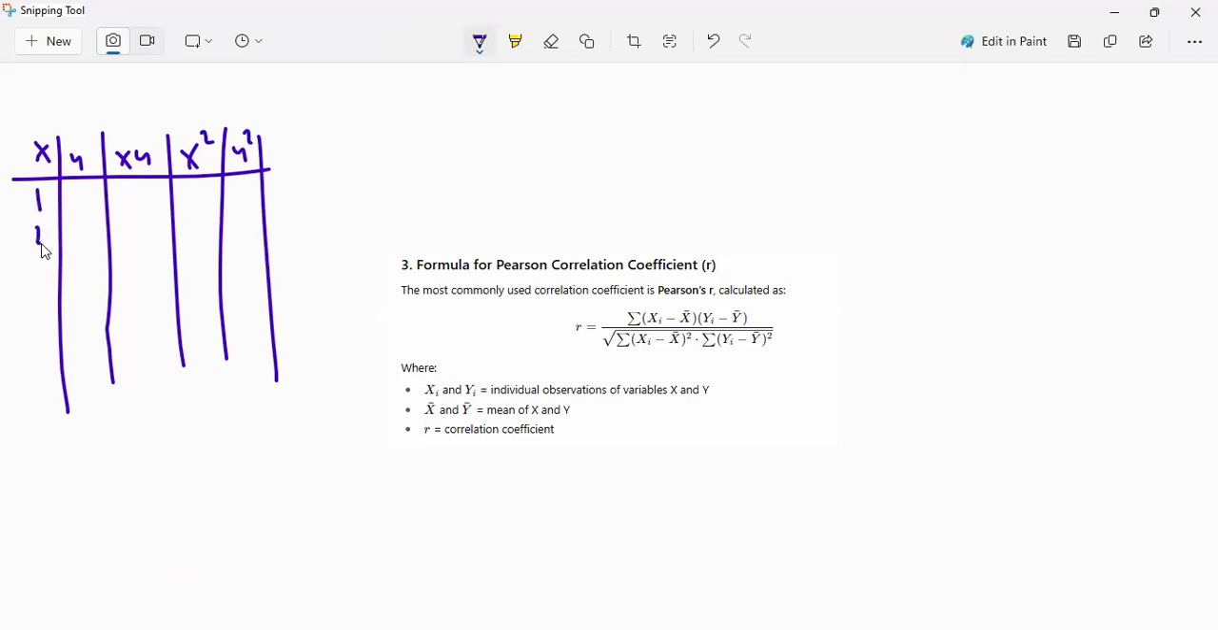So 1, 2, 3, 4, and 5. I've been using this simple formula throughout with the same figures so that it's easy for you to understand. Then here we have 1, 1, 2, 2, and 4. So when we apply these two, here we have 1, here we have 1. 2 times 1 is what? This is 2. Then this is what? 6. Then this is 8. Then this is 20.